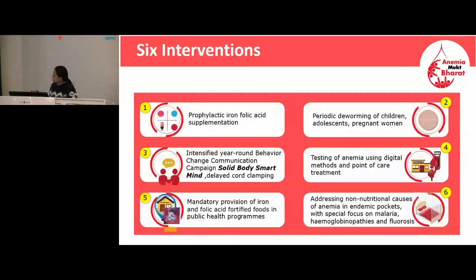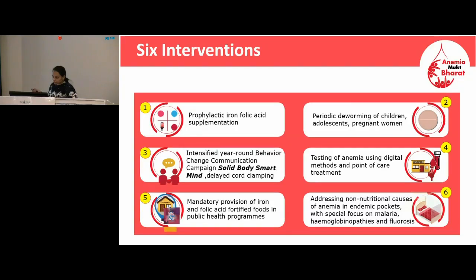And the 6 interventions that the program talks about are the prophylactic iron folic acid supplementation that we have just seen, and then behavior change communication with delayed cord clamping. And then they have also focused on fortified food in public health programs. So we now have dual fortified salt with both iron as well as iodine, and we do have iron fortified wheat and rice as well. So as per the program, mandatory provision of these fortified foods should be available.